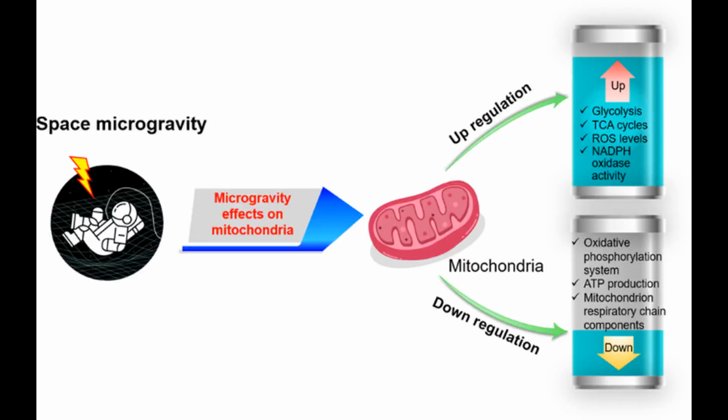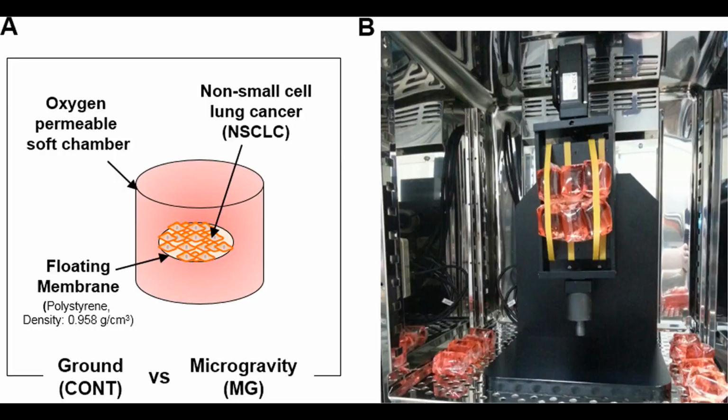Random positioning machines, RPMs. These simulate microgravity by randomly changing the direction of gravity acting on the samples. They have proven effective for studying larger organisms including Drosophila and Arabidopsis thaliana. Rotating wall vessels, RWVs, designed for cell cultures. RWVs provide a low-shear environment that mimics microgravity. They have been instrumental in studying the behavior of various cell types under simulated conditions.